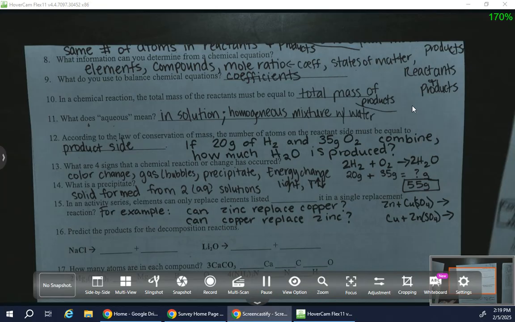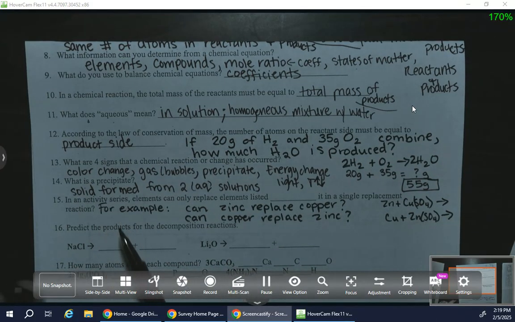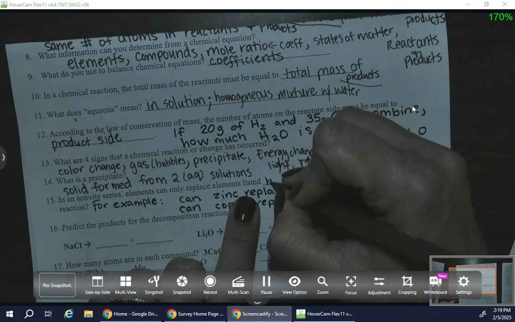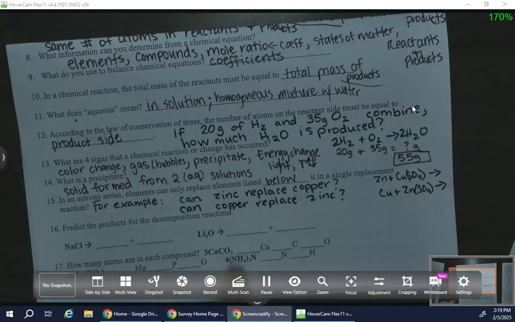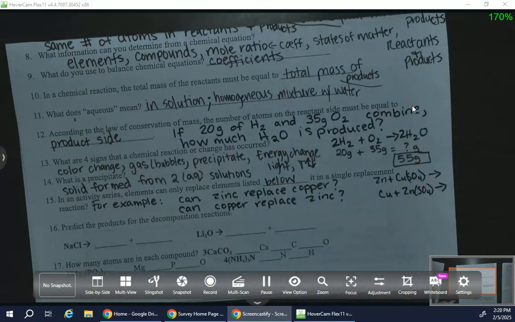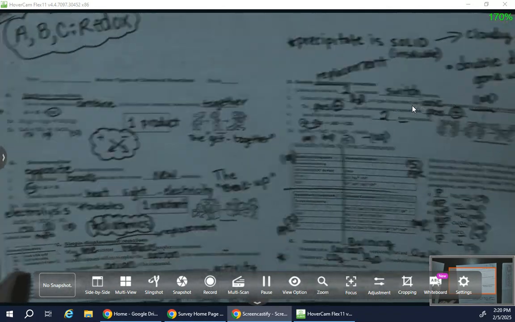And specifically, it's something that forms from 2 ionic substances. Okay? All right. Activity series. So elements can only replace elements that are listed below it. So in a single replacement reaction, we have to refer to our activity series. So we got to see that on our notes page that has our different types of reactions.